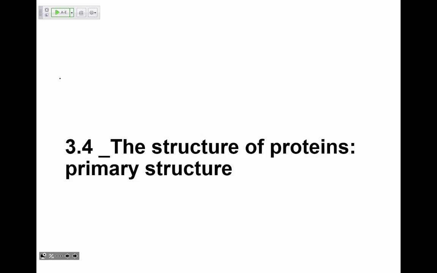So we only have a few more things. We will definitely finish on Friday and hopefully get into chapter 4 a little bit on Friday. But we're going to start talking about protein structure. There's a structural hierarchy that exists with proteins: primary, secondary, tertiary, and quaternary structure. So obviously the first thing we're going to talk about is the primary structure. This is section 3.4 in your textbook.